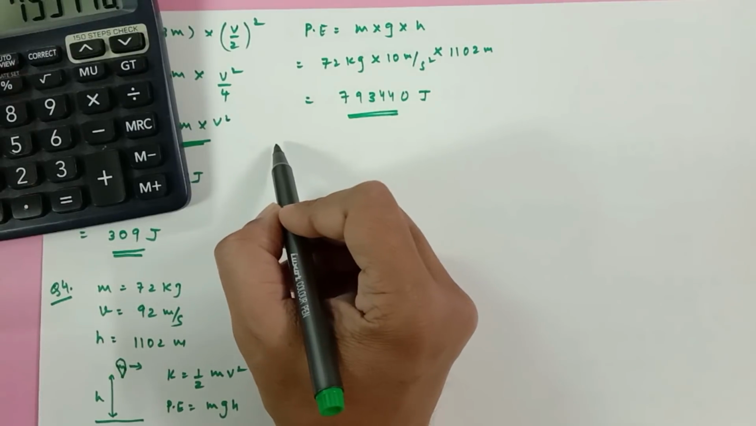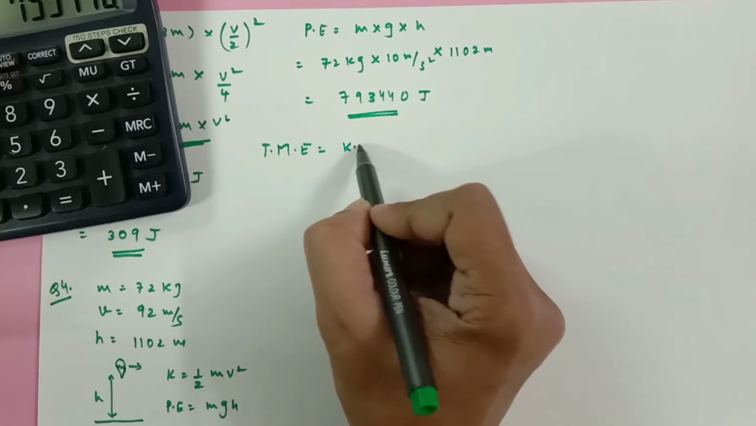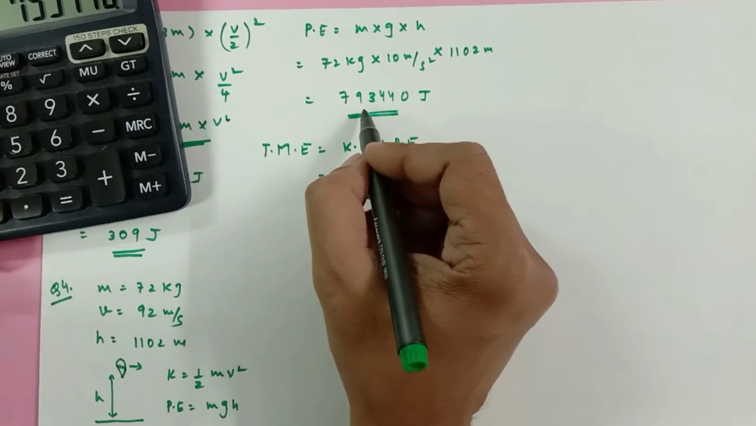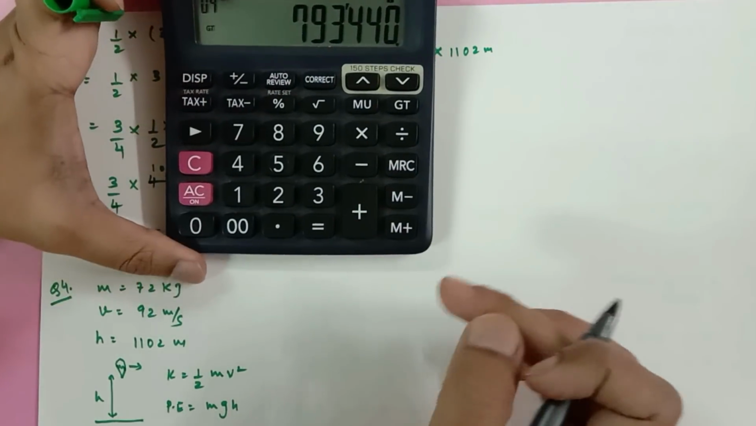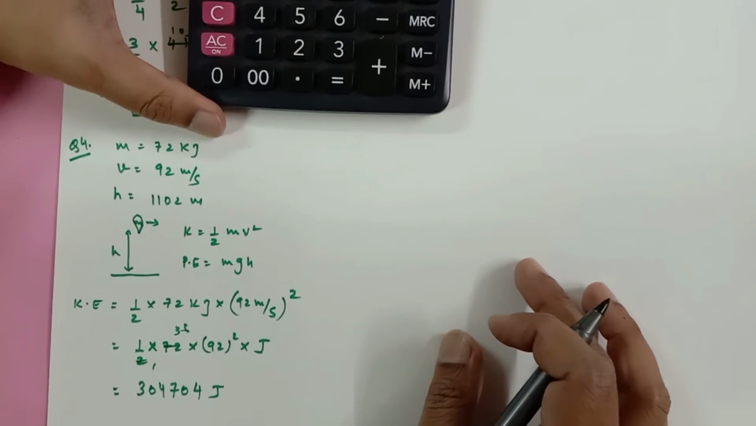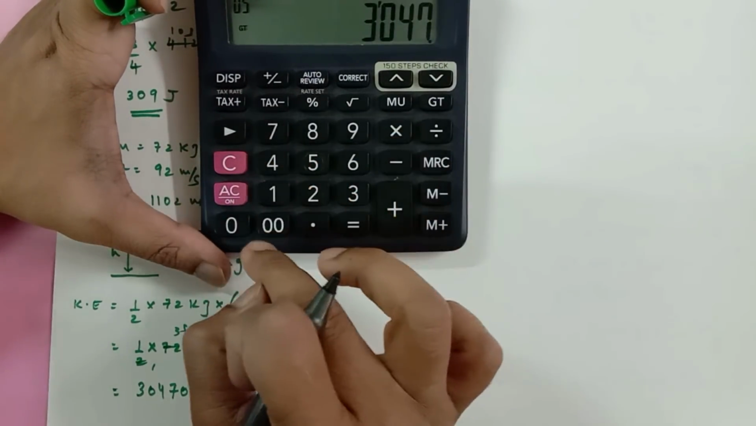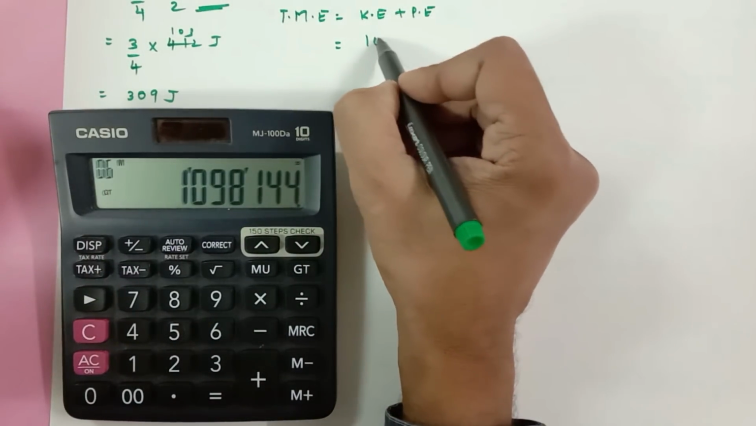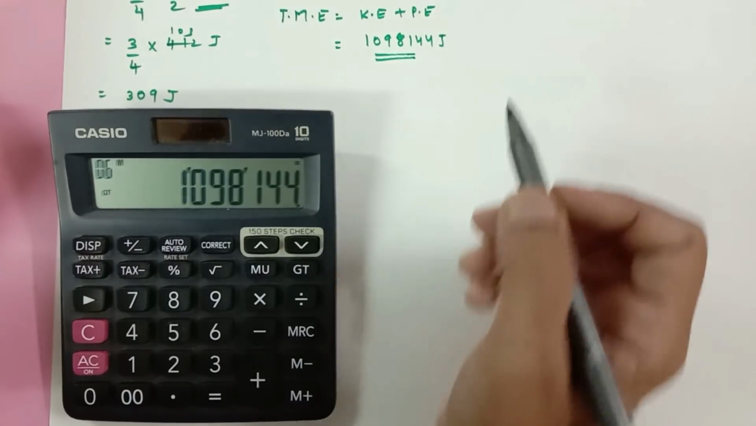Now if I want to find the total mechanical energy, that is equal to kinetic energy plus potential energy. So it is equal to 793440 joule plus the answer for the kinetic, which was 304704. So my total answer is going to be 1098144 joule. This is the answer to our problem.